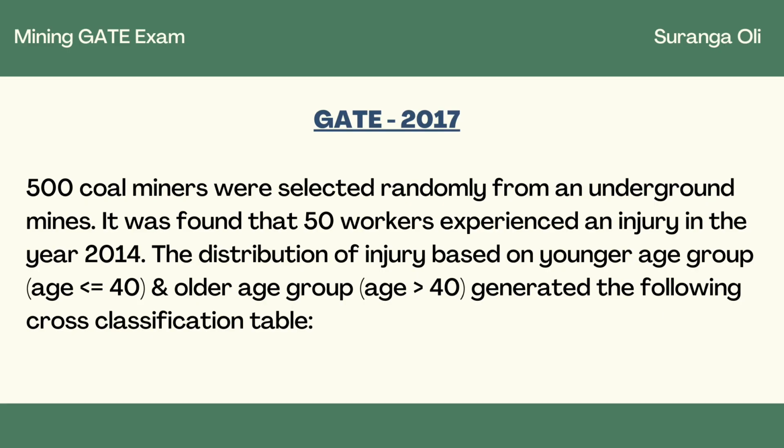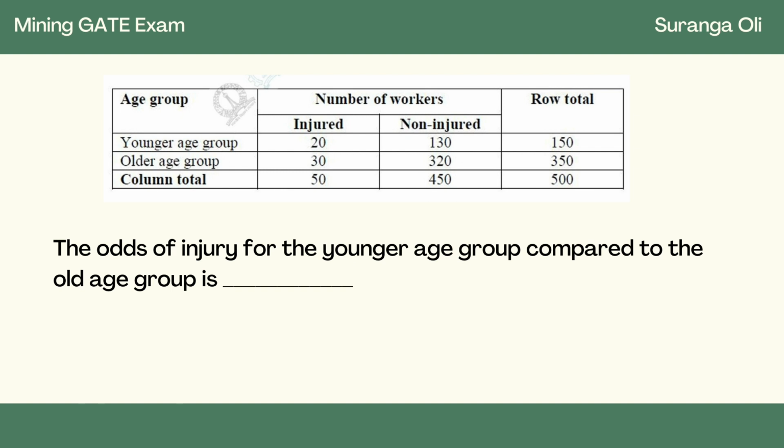The last example is from the GATE examination for mining engineers 2017. 500 coal miners were selected randomly from an underground mine. It was found that 50 workers experienced an injury in the year 2014. The distribution of injury based on the younger age group, that is age less than or equal to 40 years, and the older age group, those having age more than 40 years, generated the following table. Let us see the table.